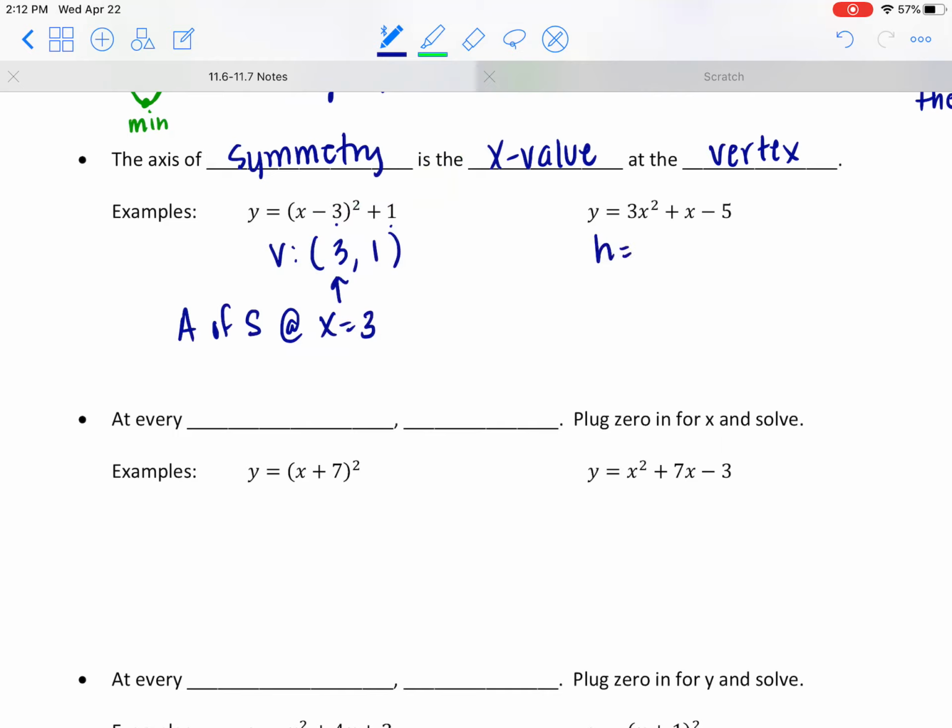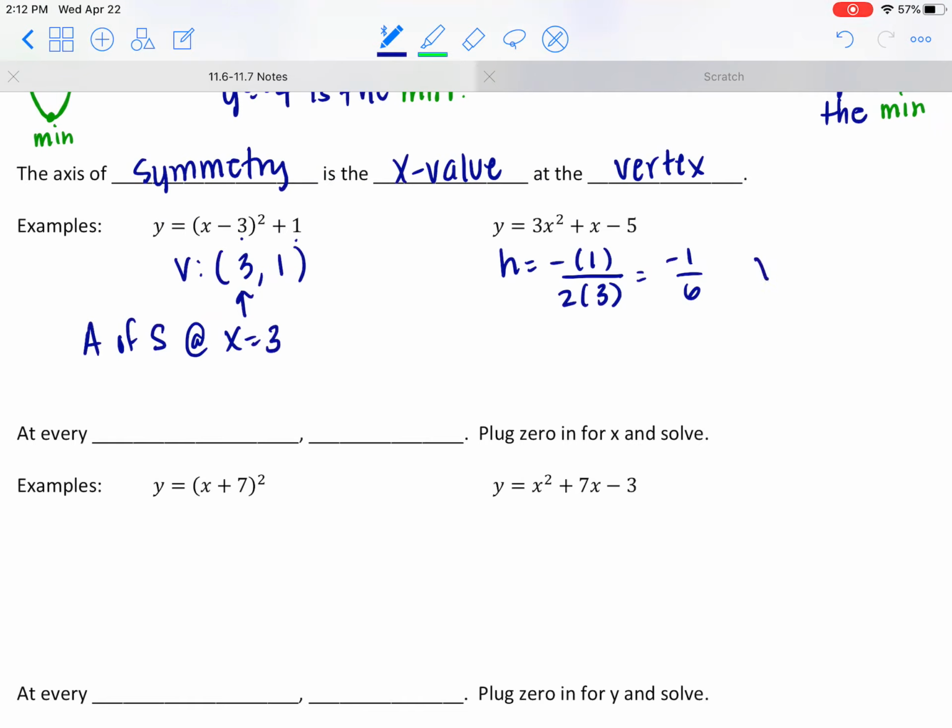Say this, axis of symmetry, I'm going to abbreviate, at x equals 3. Okay, now the next one, I can't tell the vertex by looking at it, so I'd have to use the formula. So h is going to equal negative b, which is 1, over 2 times a, which is 3. So that's going to be a negative 1/6. Now remember, that h value, that's the first part of the vertex. So the first part of the vertex is negative 1/6.